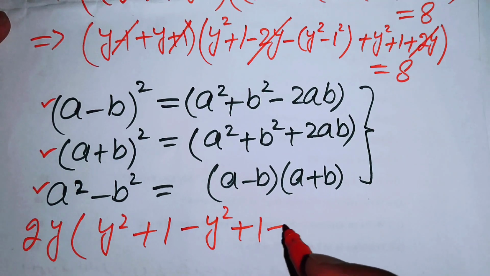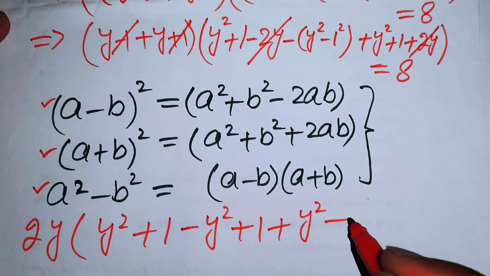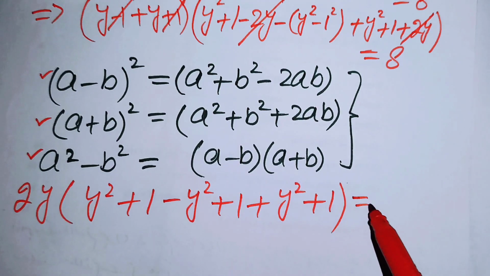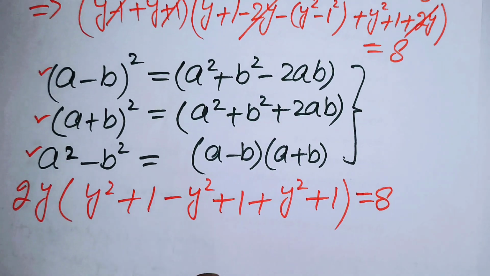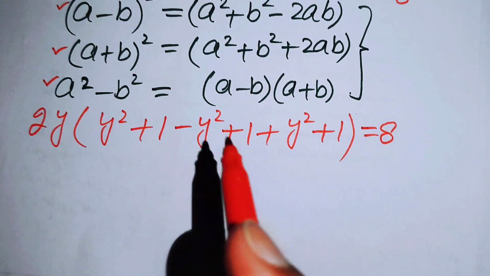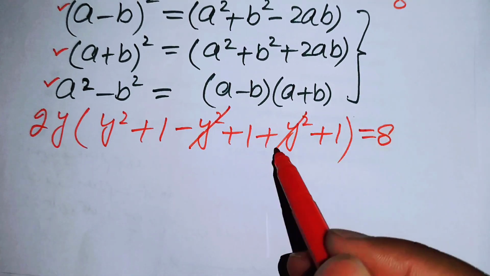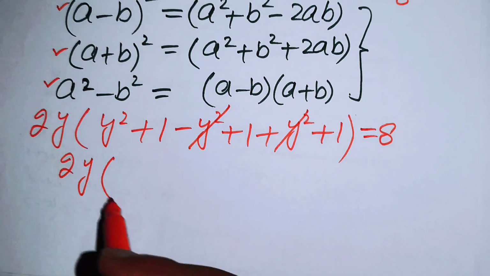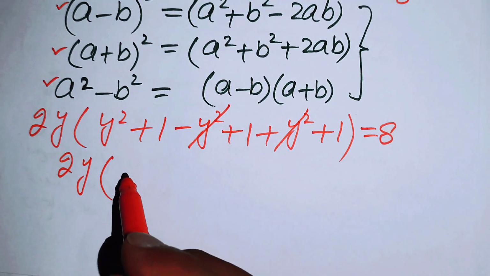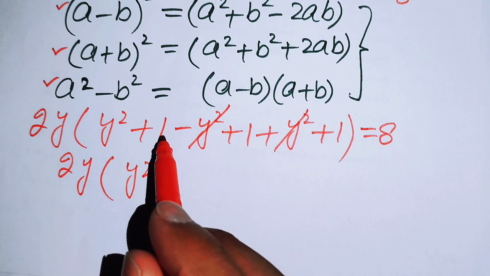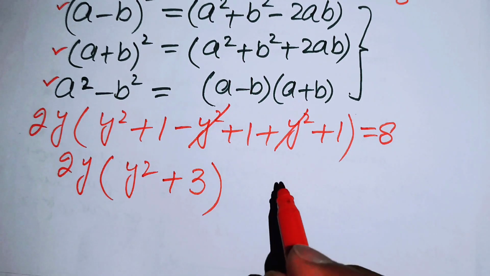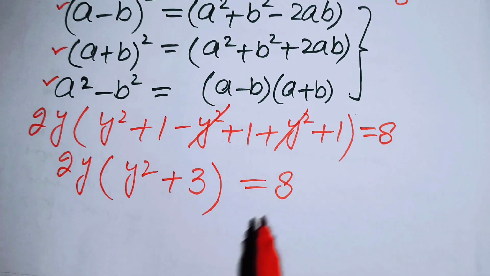and here you have whole is equals to 8. And now we will again simplify the terms, so that here you see that this minus y square and plus y square are cancelled out each other, and here you get 2 times of y into y square, plus here you have 1 plus 1 plus 1 is equals to 3, and whole is equals to 8.